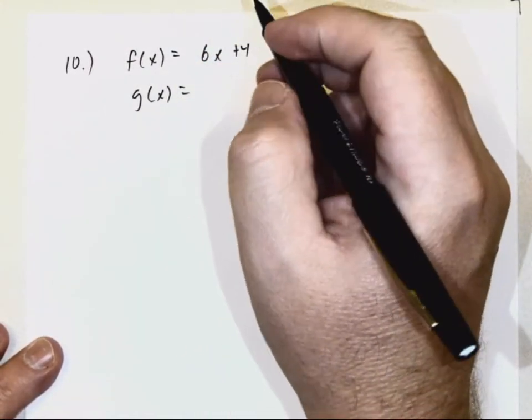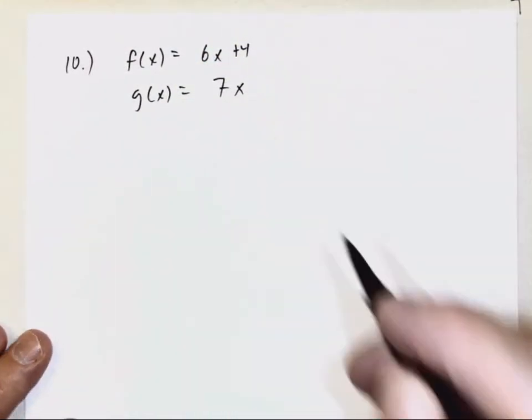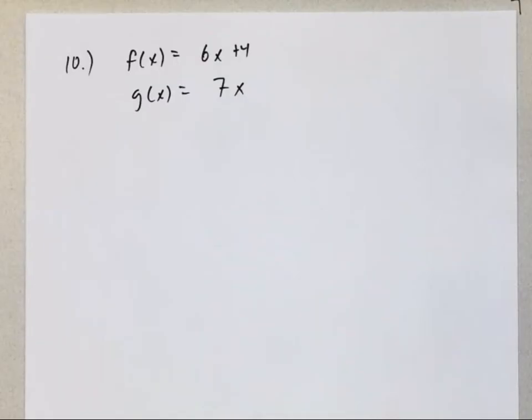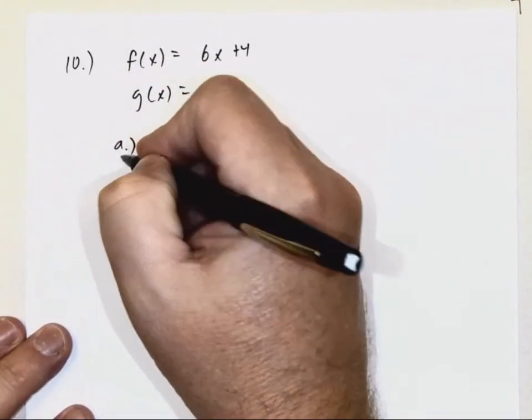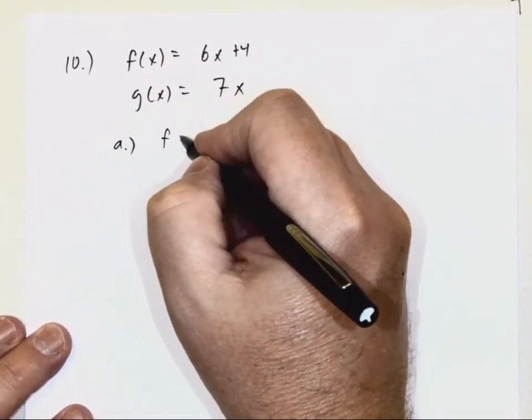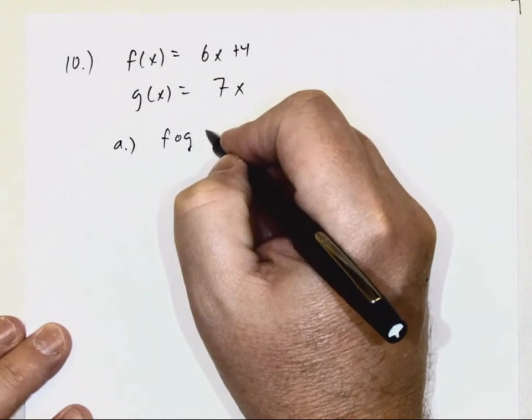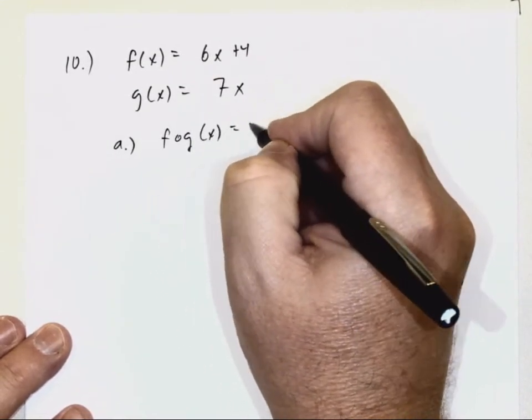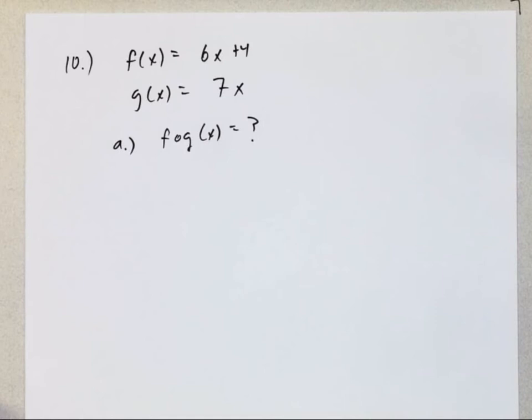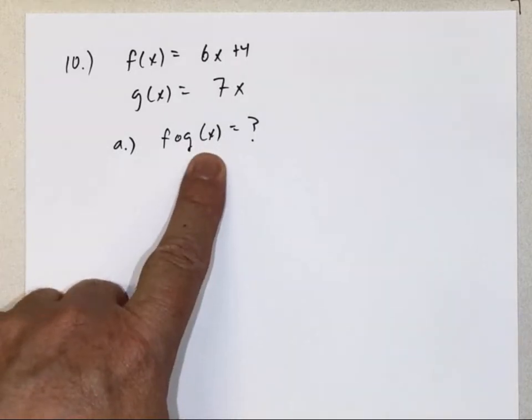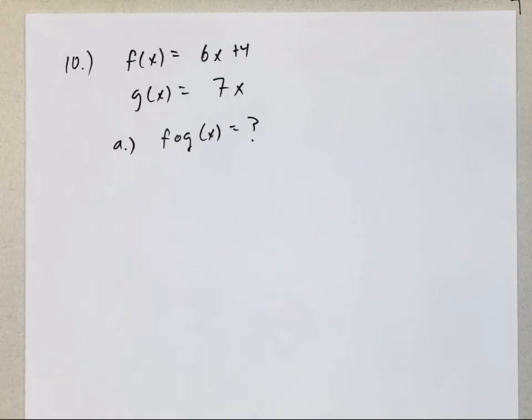And g of x equals 7x. And once again, they ask you for 4 parts. Part A, f composite g of x. So unlike the problem we just did, now our answers are probably going to have an x in them. We're not sticking in a number for x. We're just going to leave it as x and do the algebra.